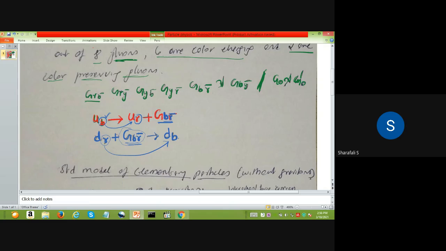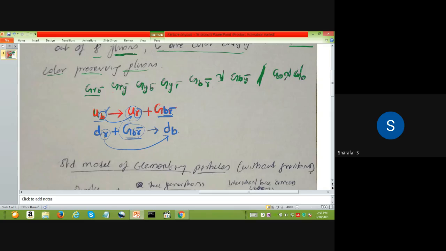Otherwise, you can have a decay like this. The up quark with the blue color decays into an up quark with the red color plus a gluon of blue and anti-red. So this is the basic action which will happen in the decay of these colored quarks.